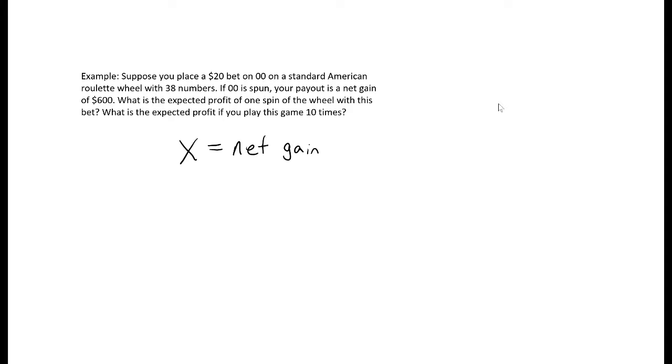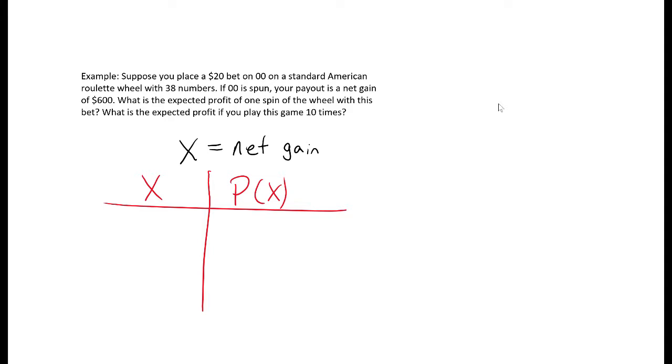Okay, X represents the net gain. How much we're going to walk home with if we play this game. So, first step is we need the probability distribution. The left side of this, I'm going to let it represent X, the net gain, and the right side is going to represent P of X. What's the probability that we walk home with that particular amount of money?